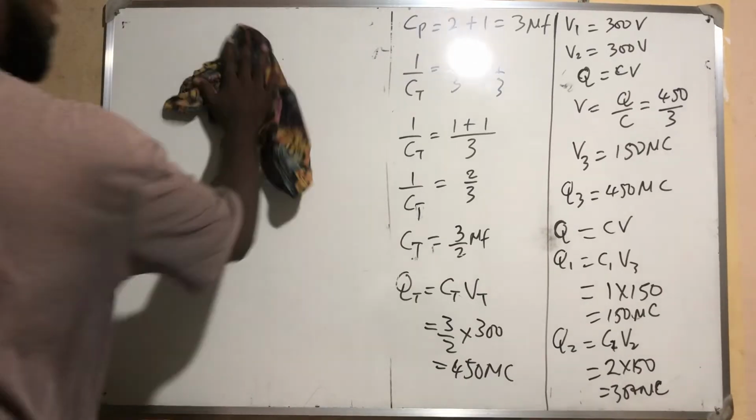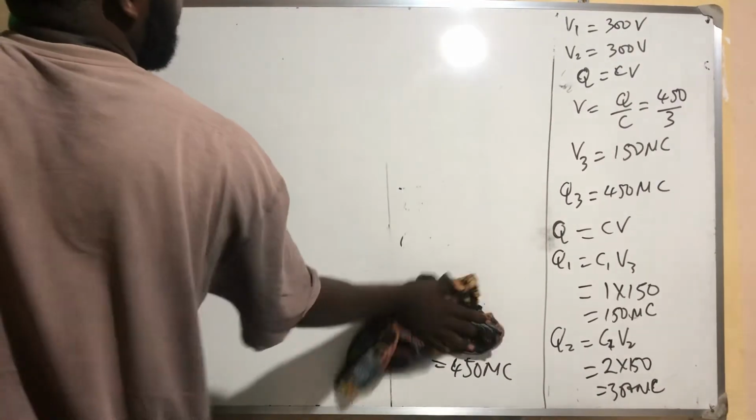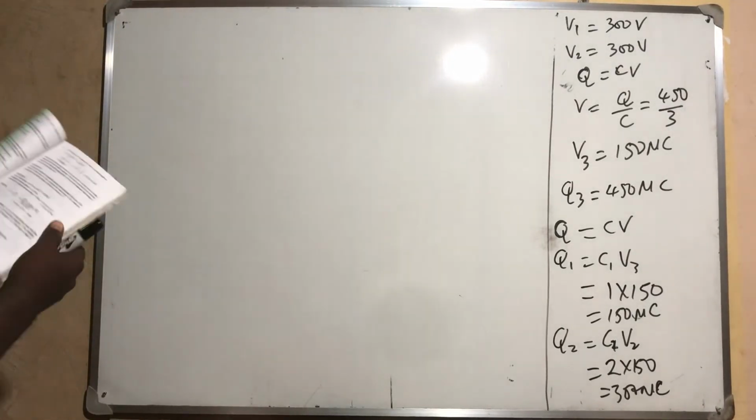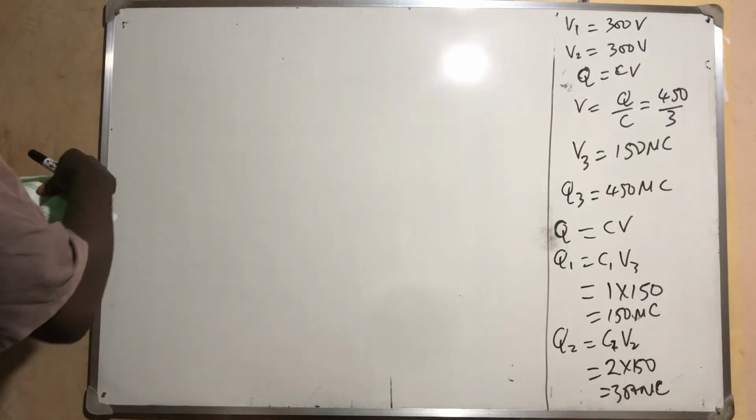So you have to be very careful to know that the potential difference across the ones in parallel are the same, but for the ones in series are not the same.